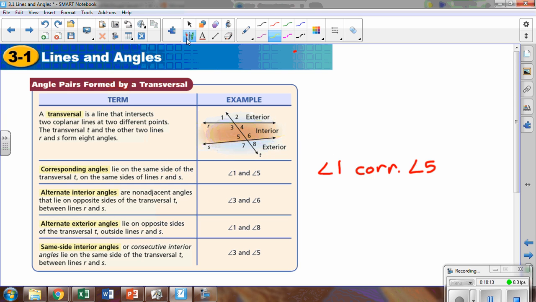Thus, when we are looking at alternate interior, 3 is an alternate interior angle with 6. I want to emphasize, both of them are on the interior. 3 is on the top, 6 is on the bottom. That's one of the ways that we get alternate. 3 is on the left, 6 is on the right. That's also how we get alternate. 3 and 6 are considered alternate interior angles. And so we could write up angle 3 is alternate interior with angle 6. Can you identify another pair of alternate interior angles? 4 and 5 are alternate interior.